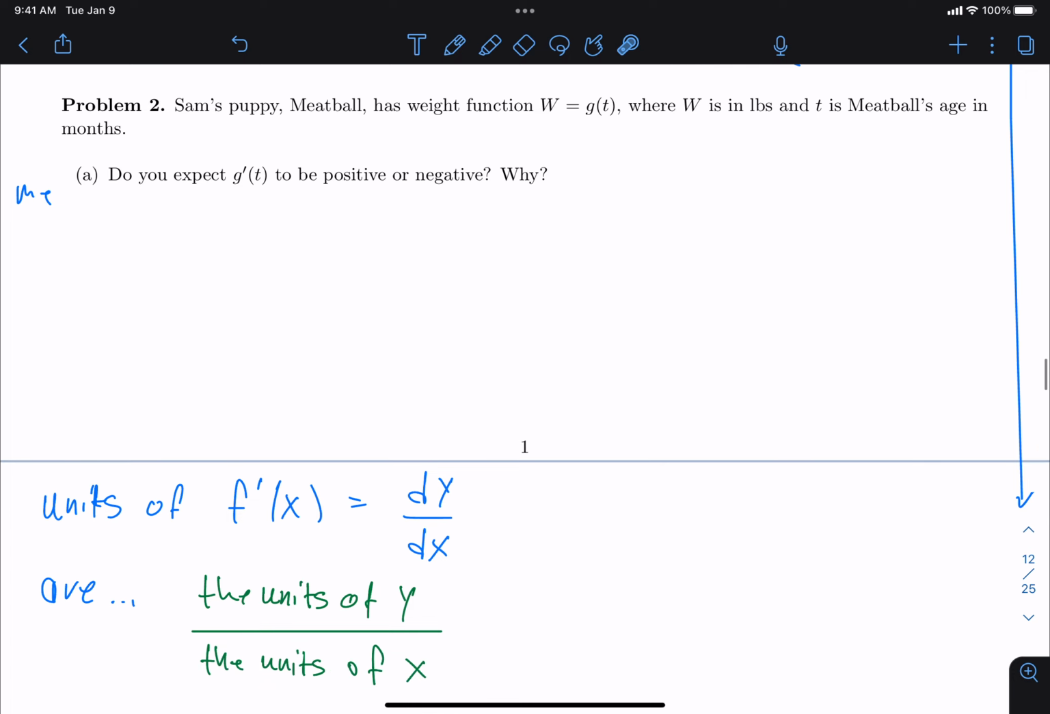All right, so Sam's puppy, Meatball, which is kind of a weird name for a dog, but okay. It makes me think of Aqua Teen Hunger Force, if you've ever seen that show.